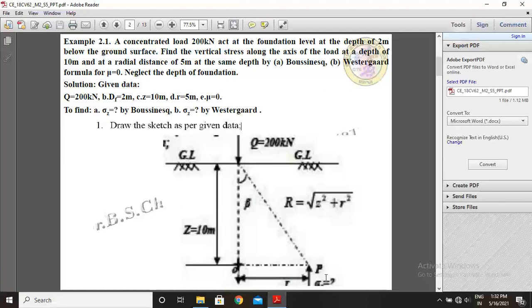Follow the same steps of the last sessions while solving the problems, that is the procedure. First step is to draw the sketch as per given data. So here this is the ground level, this is Q of 200 kilonewtons, Z is 10 meters and the radial distance is R, this distance, and this is beta, the inclination, that is hypotenuse r equal to root of z square plus r square. At this point, the radial distance r, sigma z equal to how much?